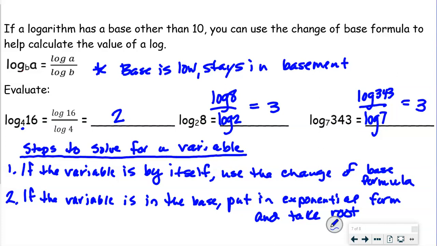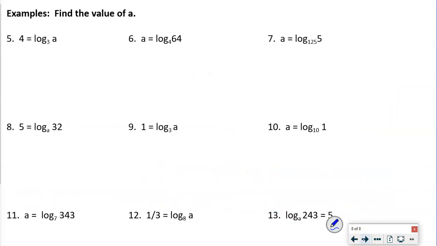Okay? All right, so on this next one, because our a is, it's log base 3 of a equals 4, right? So we're going to take our 3 and take it to this 4th power, and that equals a. So when we do this, this is simply just taking 3 to the 4th in the calculator, and that's 81. So that's the answer to that one.